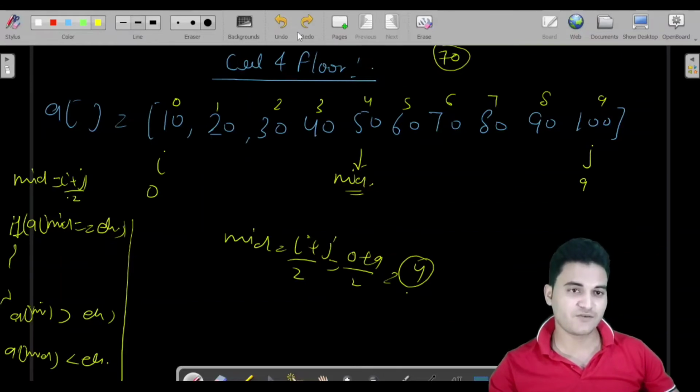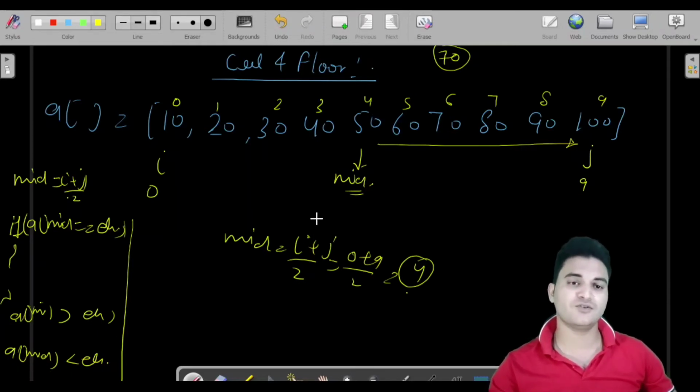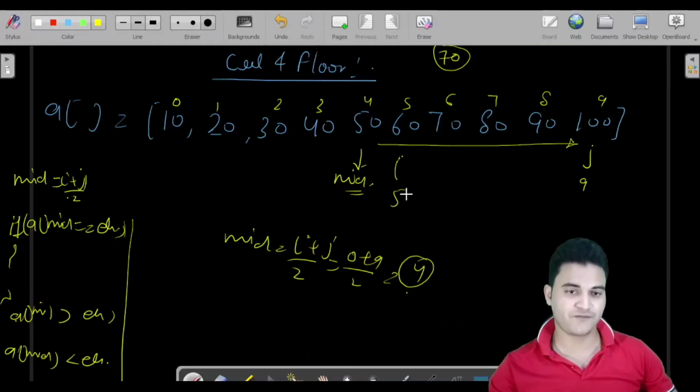So in this case, A of mid is less than 50. If A of mid is less than 50, then the element will be in this range only. Why? Because we are searching for 70 and 50 is less than this. That means we are in this case. So what we used to do, we used to pick up our I and put it here. Fine. So let us put it here. Now our I is pointing to here, which is fifth. Fine. So if our I has to be moved from 0 to here, that means this 50 could be a potential floor.